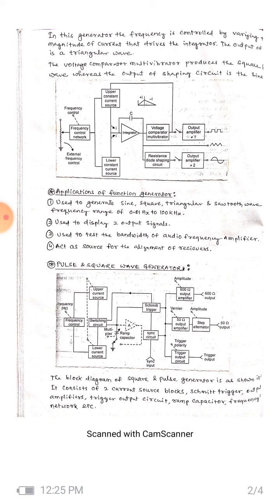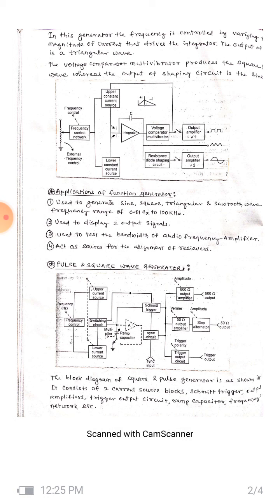The function generator is an instrument that has the capability of producing different types of waveforms with a frequency range from 0.01 hertz up to some hertz. It will produce a sine wave, square wave, triangular wave, etc. As we can see in the block diagram, the function generator consists of a constant current source, integrator, comparator, multivibrator, a shaping circuit, and amplifier.